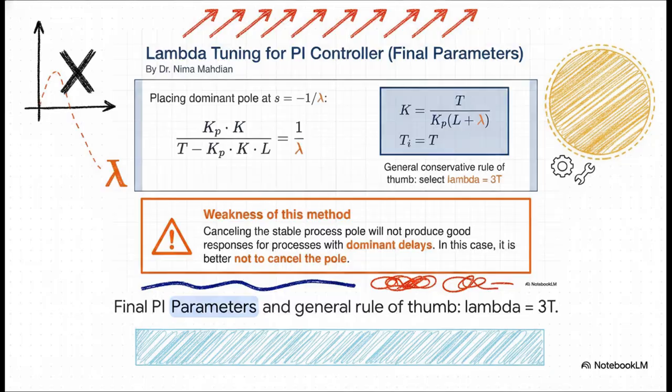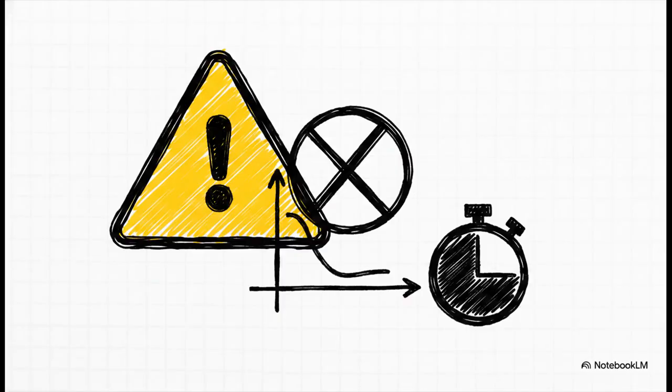literally today. But wait, we definitely need to pause here for a massive safety warning. Dr. Madian heavily emphasizes this point. You must carefully evaluate your system first, because you should absolutely not use the pole cancellation method for processes with dominant delays. I repeat, if your dead time is significantly larger than your time constant, canceling the stable process pole is just going to lead to sluggish, really poor responses. It is a distinct weakness of this specific derivation.